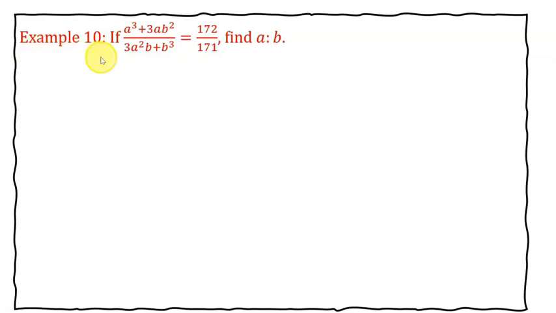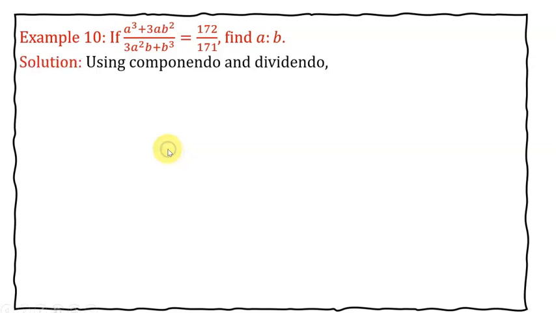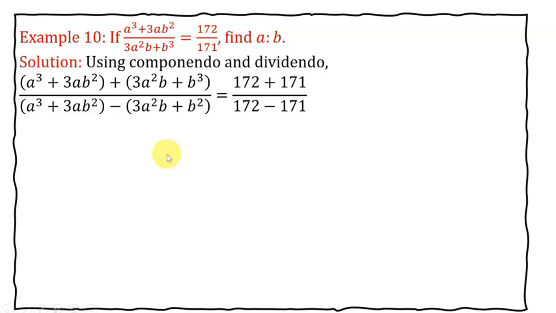Now next example, example number 10. If (a³ + 3ab²) upon (3a²b + b³) is equal to 172 upon 171, find a as to b. Again, here we will apply componendo and dividendo, and after applying, you will get (a³ + 3ab² + 3a²b + b³) upon (a³ + 3ab² - (3a²b + b³)). Here must be b³. Equals 172 + 171 upon 172 - 171.